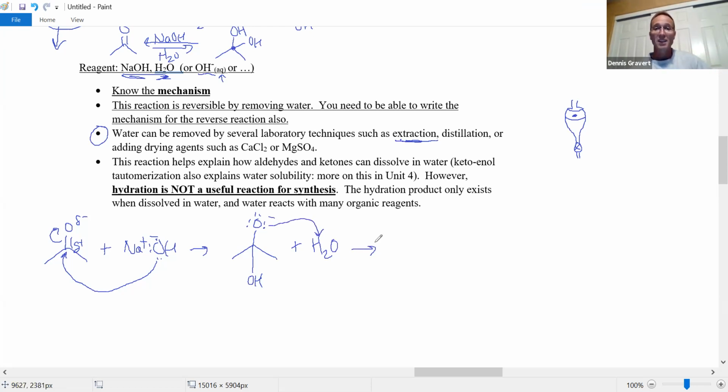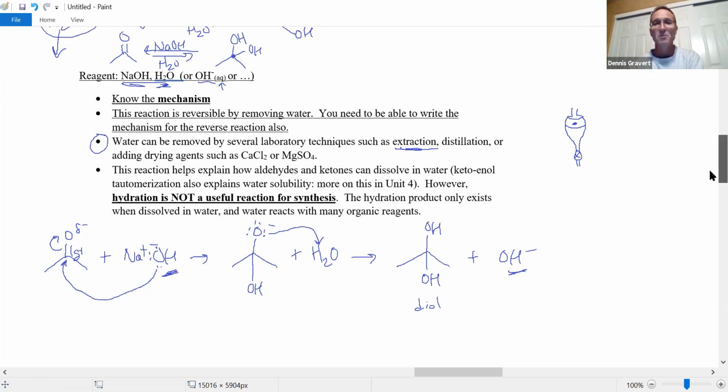So water donates H plus to the alcohol, sorry, the anion of the alcohol. We protonate it and we get our diol. And we also get hydroxide ion back. Water loses H plus, so we start with hydroxide ion and we get it back. It's a catalyst, it's not being used up. And we also form our diol. I like the base-catalyzed mechanism because it's shorter too. But we need to know both.